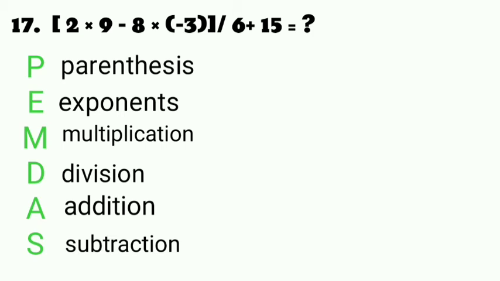So, paano nga ba natin ito i-apply? First nating isosolve is yung nasa parentheses, which is 2 times 9 minus 8 times negative 3. Then, uunahin natin yung multiplication, which is 2 times 9 and then 8 times negative 3. After nating ma-multiply, pwede na tayong mag-proceed sa subtraction. Then, i-add natin yung 6 plus 15. And pag nakuha na natin yung sagot, pwede na natin silang ipag-divide.